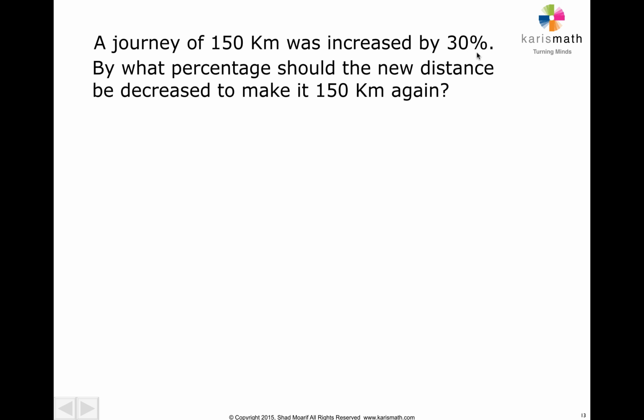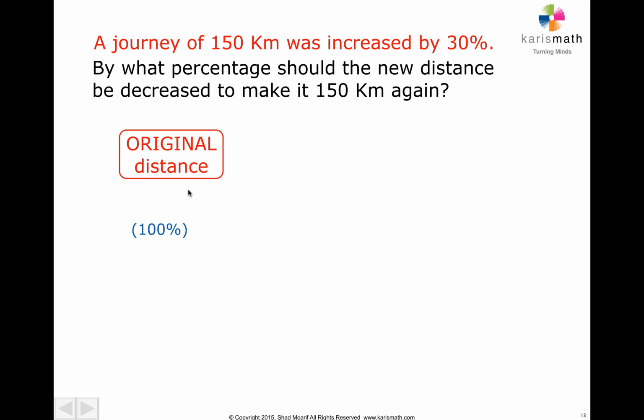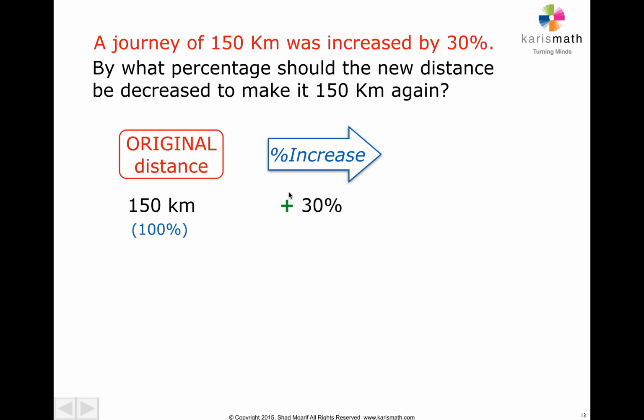Okay, let's see how much that becomes, because this is a complicated problem. By what percentage should the new distance be decreased to make it 150 kilometers again? Okay, let's start with what we know. 150 kilometers was increased by 30%. This was the original distance, right? 100%. It was increased by 30%, so that means 150 becomes what? What do we do here? Who can tell me?